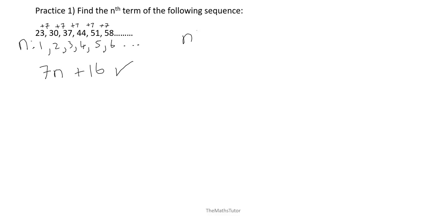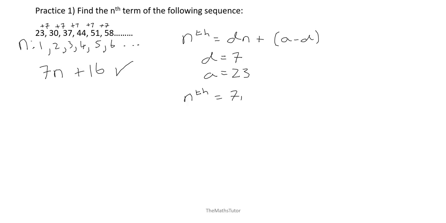For the sake of completeness, you can also use the equation in this instance because it is a simple problem, a minus d. So then you say d is equal to 7, your common difference, and a is equal to 23, your first term. So then you say your nth term is equal to 7n plus 23 minus 7, which is 16, which is of course the same as this.